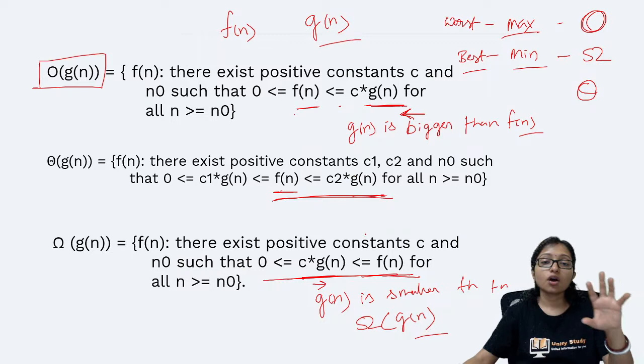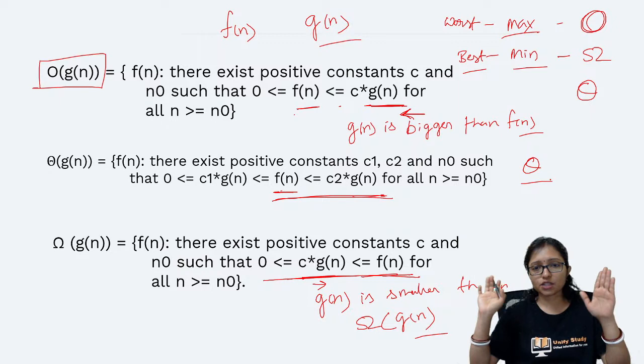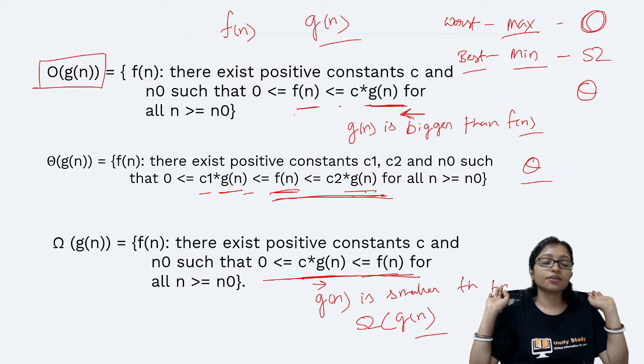Or we can say best case and worst case are both the same. Then we will go for theta. Best case, worst case, both are same. That's why it is telling that fn with some constant, whenever we are adding, it is equal. That's why we are going for theta. This is the simple way you can remember. The simple way is clear.